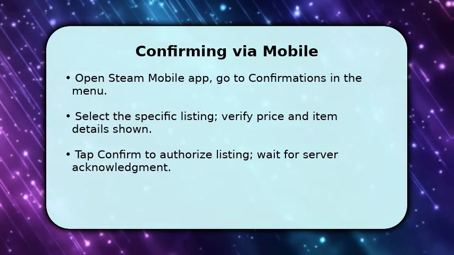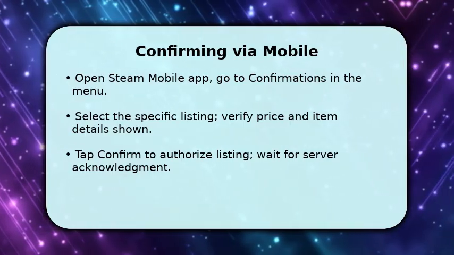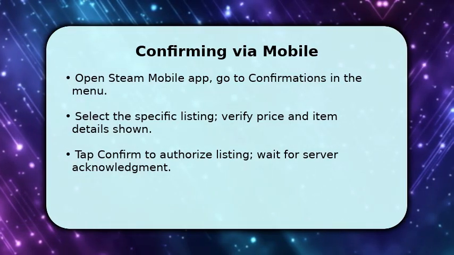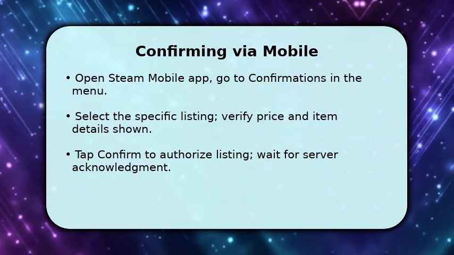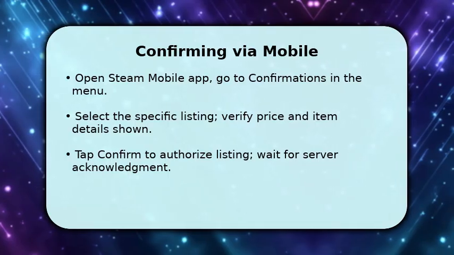Open the app and tap the menu, then Confirmations. You'll see pending actions listed. Select the listing entry and carefully check the item, price, and fees so you don't authorize a wrong trade. Tap Confirm to approve the market listing. This signs it with your authenticator key.